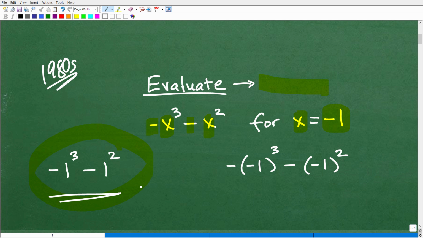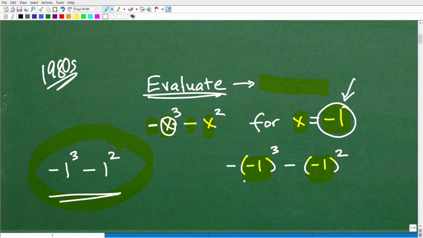Let me just get to the problem. This is not right. This is correct right here. Anytime you're plugging in values for variables, you want to use parentheses as a general rule of thumb. You cannot go wrong, and this is especially important when you're dealing with negative numbers. So here, this is negative of whatever x is equal to. So x is equal to -1. So this is negative of (-1) cubed, minus (-1) squared.